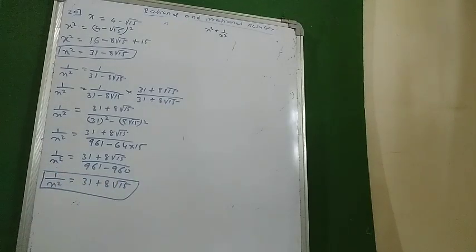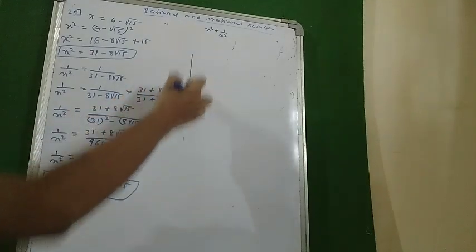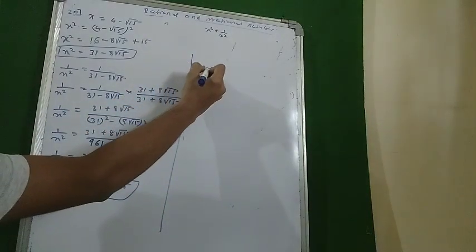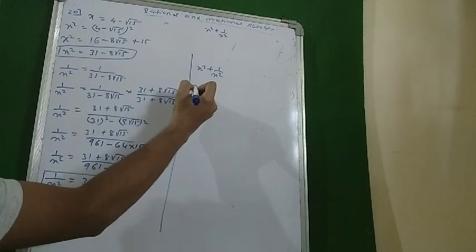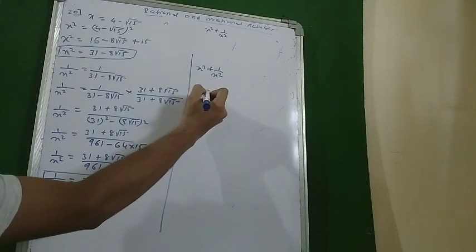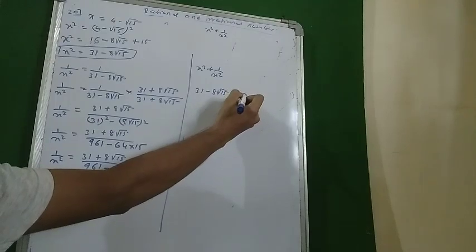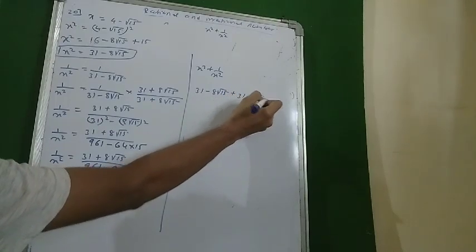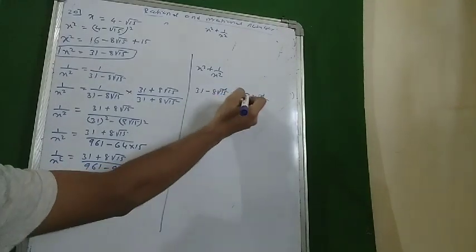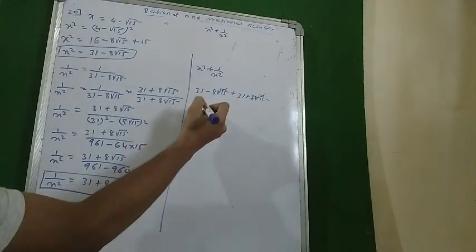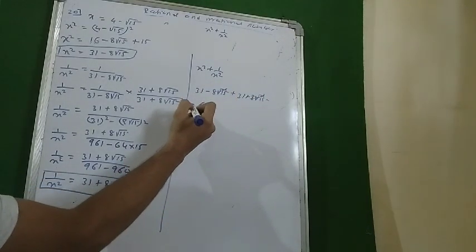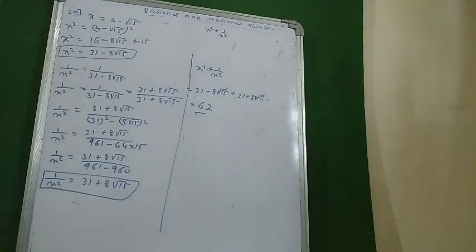What you are asked to solve is x square plus 1 upon x square. Therefore, x square plus 1 upon x square is equal to the value of x square, 31 minus 8 root 15, plus the value of 1 upon x square, 31 plus 8 root 15. So this gets cancelled. 31 plus 31 is 62. 62 is your final answer.